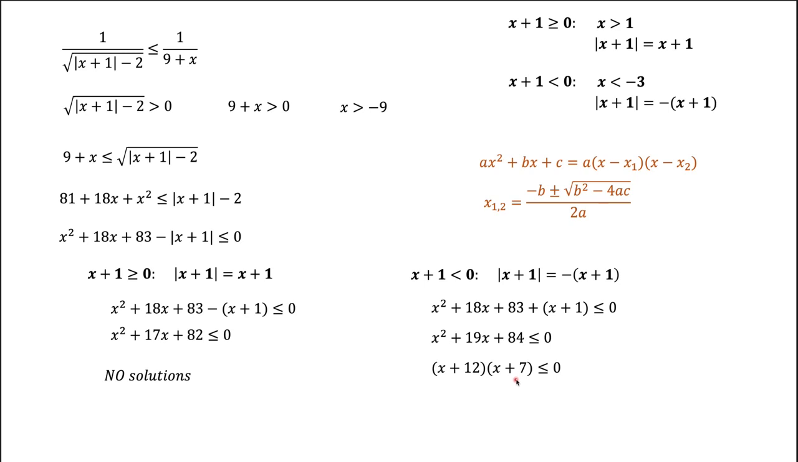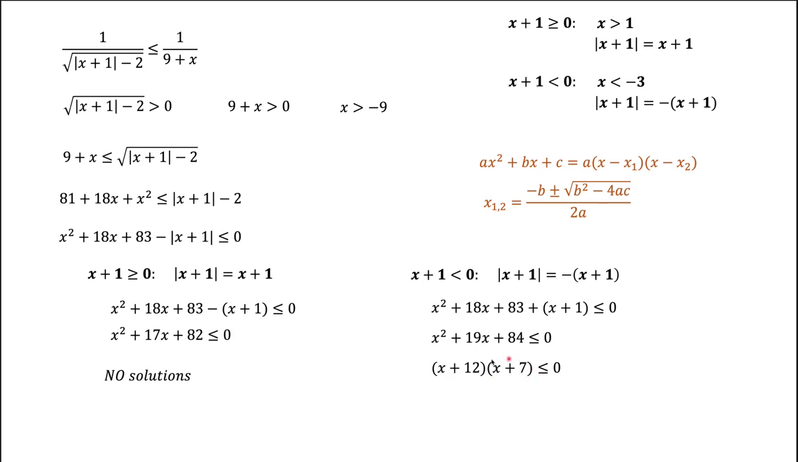So what we find in this case, if we're saying that the first parenthesis should be less or equal than 0, it means that x is less than or equal to minus 12. What's going to happen in this case, the second parenthesis is going to be negative. So we cannot have the first parenthesis less or equal than 0 and the second parenthesis greater or equal than 0. That doesn't work. So what works is the other way around.